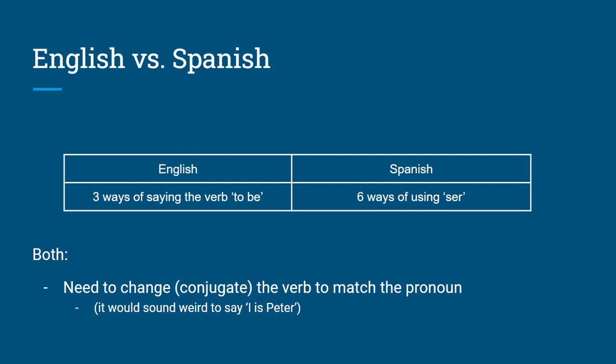Comparing and contrasting English, because again, I think this is a bit of a strange concept even in English. They have the root verb to be or ser, but they have to change or conjugate to match the subject in the sentence you're trying to say. In English, you'll notice there's only 3 ways of saying it, am, is, and are, but in Spanish there are 6 different versions. But both of them do need to match the subject, whatever pronoun or noun you are using. For example, it would sound weird to say I is Peter. I would have to say I am Peter.